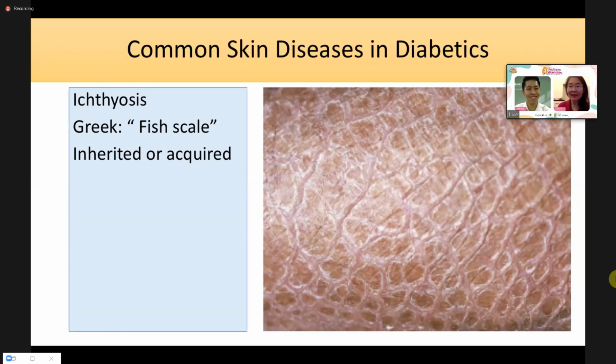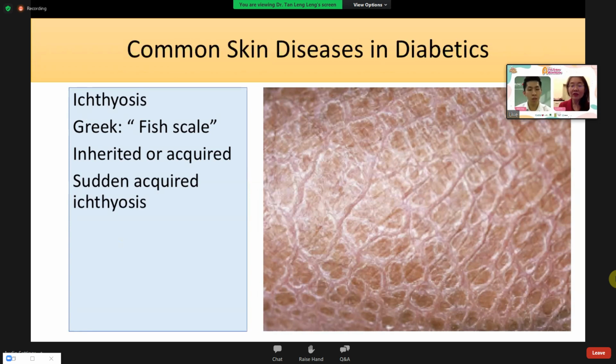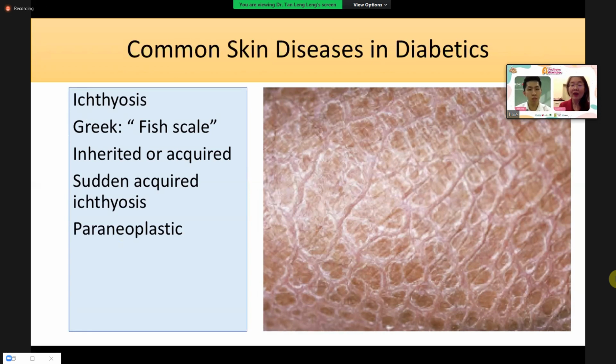Or you can acquire it. Acquired meaning that suddenly, at a certain stage of your life, it may be in your 20s, 30s, 40s, suddenly you have very dry skin. Then you have to have a high index of suspicion about what problem you have, why suddenly you have this dry skin. So you must certainly search for paraneoplastic causes. Paraneoplastic meaning that it could be caused by something like cancer.